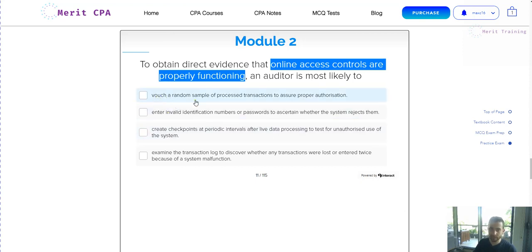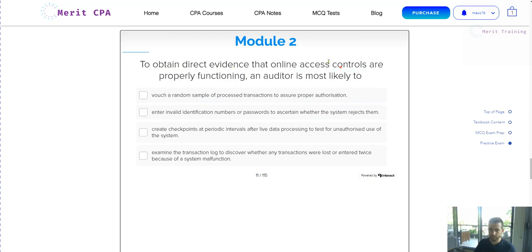So the first one is vouch a random sample of processed transactions to assure proper authorization. I used the payroll example before, so this is quite similar. It's taking a sample of transactions, whether that's someone being able to log on to the payroll module and journal some templates, or an access history log, whatever it is. Either way, you're getting that sample of data, you're checking it against a list of who should have proper authorization. So whilst this is a good check that the access controls are properly functioning, it's not direct evidence, it's indirect evidence, okay?